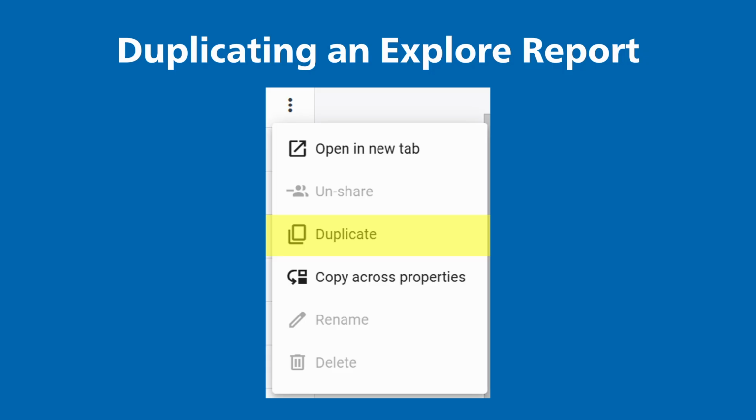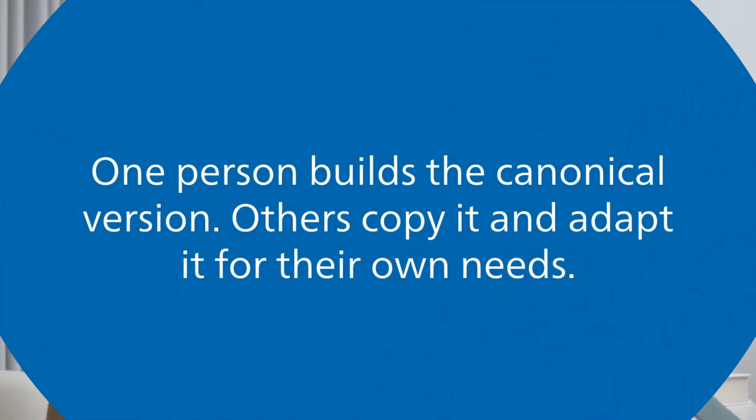If you have read access to a shared analysis, you can create your own copy. Once you copy it, that version belongs to you, and you can modify dimensions, metrics, filters, or visualizations however you like, without affecting the original. This makes shared analyses ideal for standardizing reporting while still giving teams flexibility. One person builds the canonical version, others copy it and adapt it for their own needs.